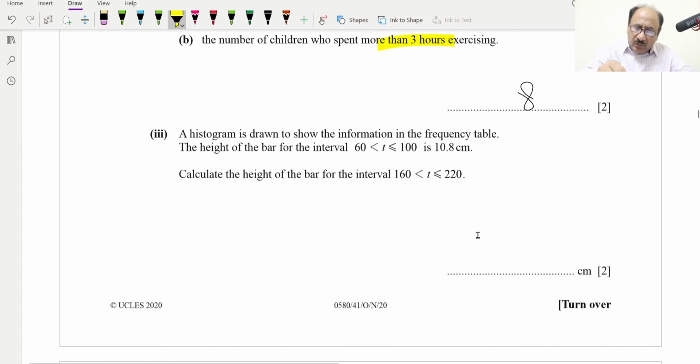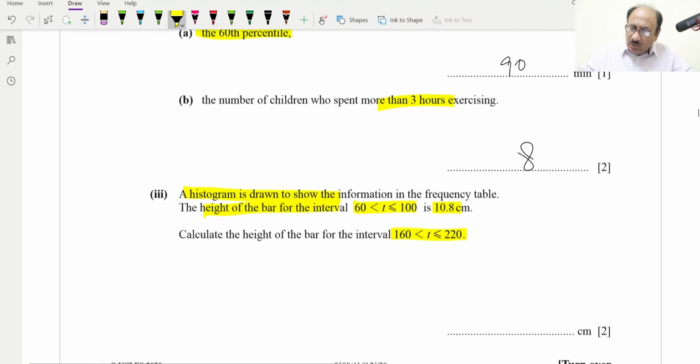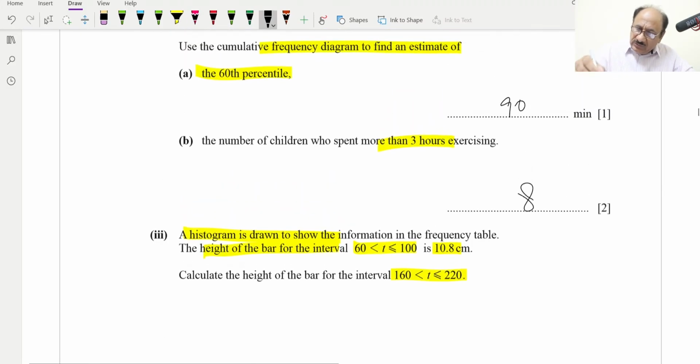is drawn to show the information in the frequency table. The height of the bar for the interval 60 to 100 is 10.8 centimeters. Calculate the height of the bar for this interval. So first we have to find the multiplier. To calculate the multiplier, we will be using the given data, which is 60 to 100 range. 60 to 100 range is having this one height of 10.8.